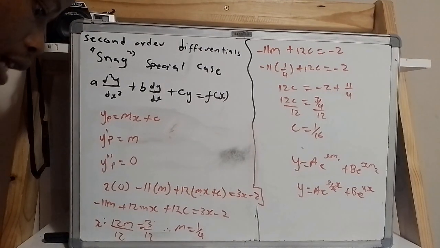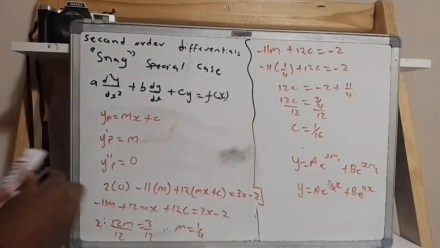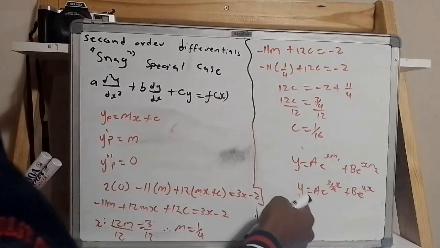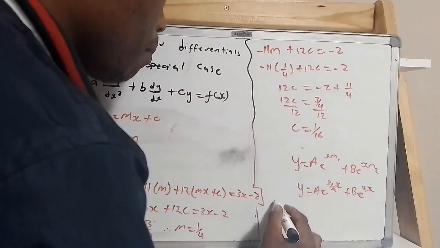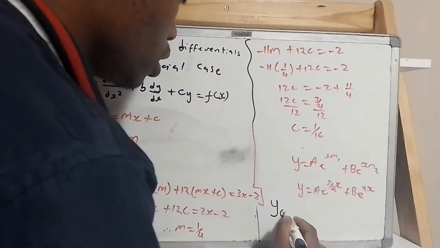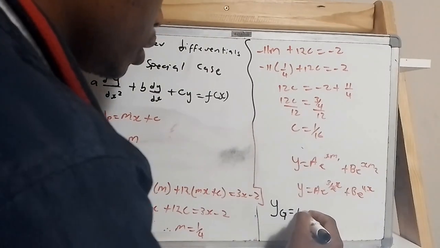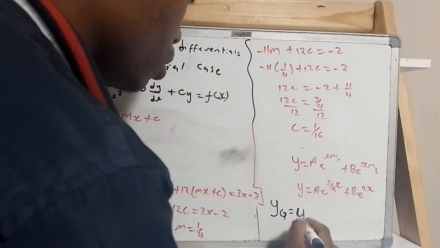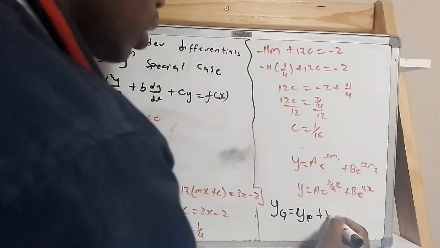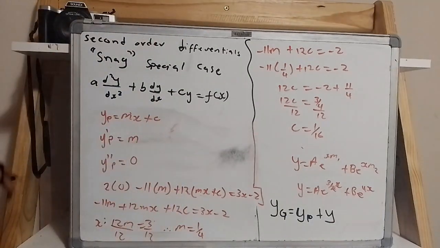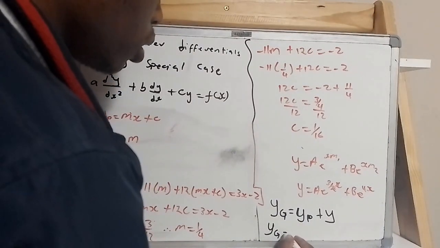Now let's write our general solution, which will be the addition of the first solution and my yp. Then my general solution, yg, is equal to yp plus the first one that I got, which you can just name y. Right? Okay, now yg is equal to my yp plus that.